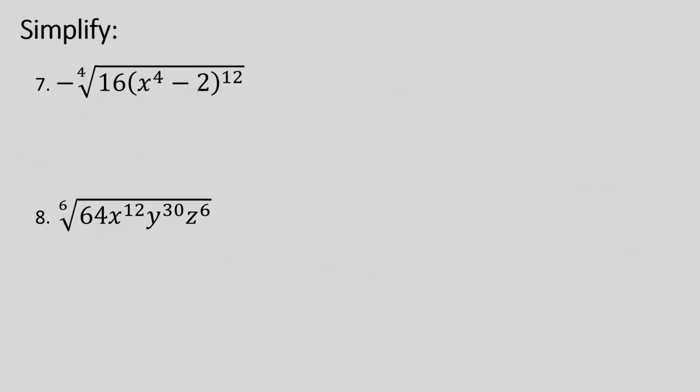Two last ones just to really drill it home. Negative fourth root 16 parentheses x to the fourth minus 2 raised to the 12th power. Break down that 16, we get 4 and 4. Break them down again, we have a bunch of 2's. Okay, put that in the parentheses as 2 to the 4th power, along with that other parenthesis of x to the 4th minus 2 to the 12th power.